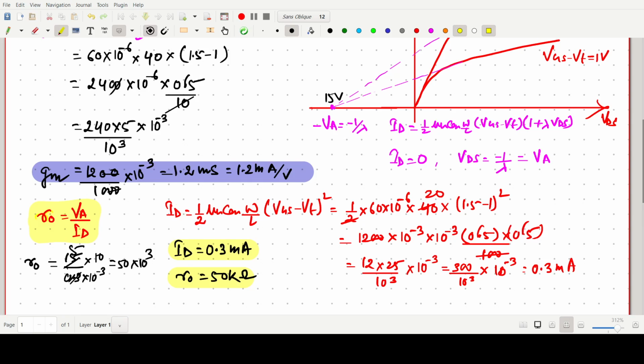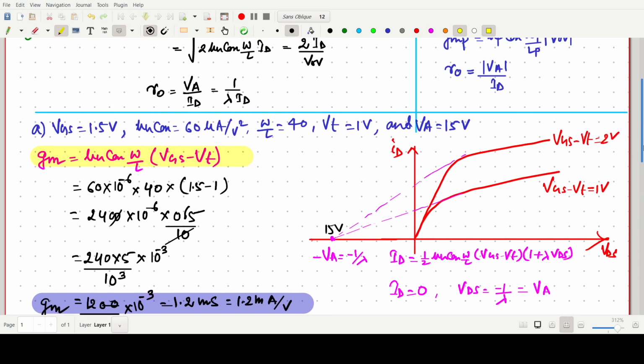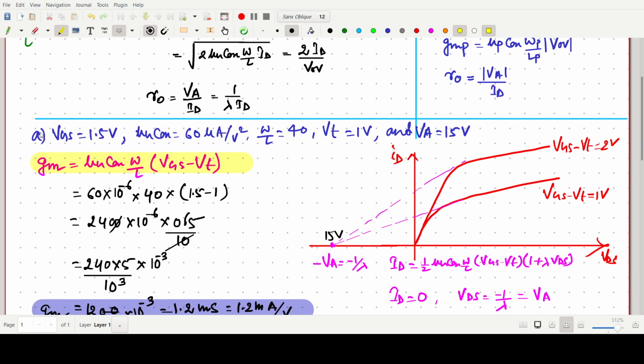For this one we have used this drain current equation in the saturation region, because for the amplification purpose, for the linear amplification, we have to take the MOSFET in the saturation region. So this is about the first part, when VGS is given. Majorly VGS is given, and other things are also given. This one is a common term when VGS is given.